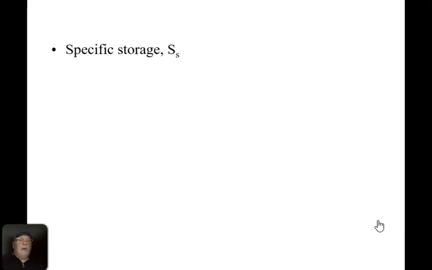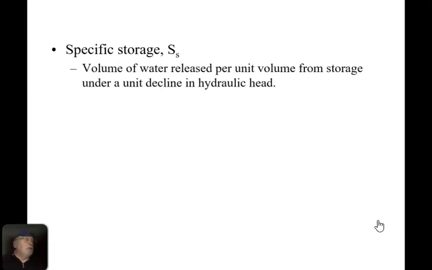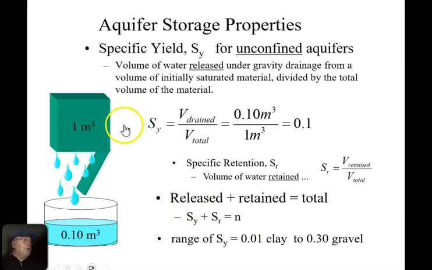Now, for a confined aquifer, it's a little different story. First of all, we're going to define the specific storage. That's the volume of water released per unit volume from storage under a unit decline in hydraulic head. Okay, so in this one, we dropped the water level. It was full to the top, and then we opened up the box, so the water level is at the bottom here. It's gone. There's some water still stuck behind.